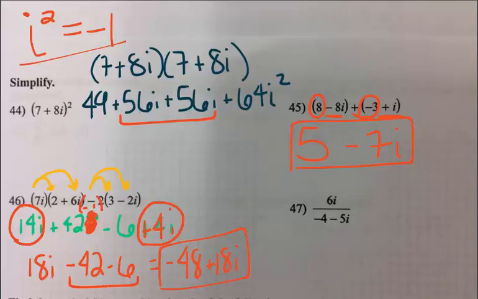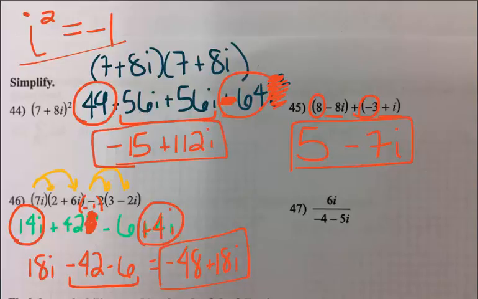We can add the 56 i's in the middle. I'm going to swap this out. An i squared is really a negative 1, which turns this to a negative 64. So that's 49 minus 64. I get negative 15. And 56 plus 56, I have 112 i's right there in the middle.